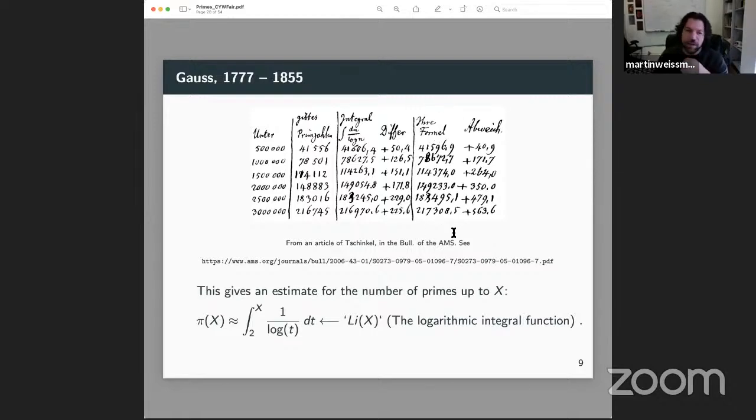We're not talking about finding a formula for all the prime numbers or something like that. It's a way to estimate how many prime numbers there are in a given range.